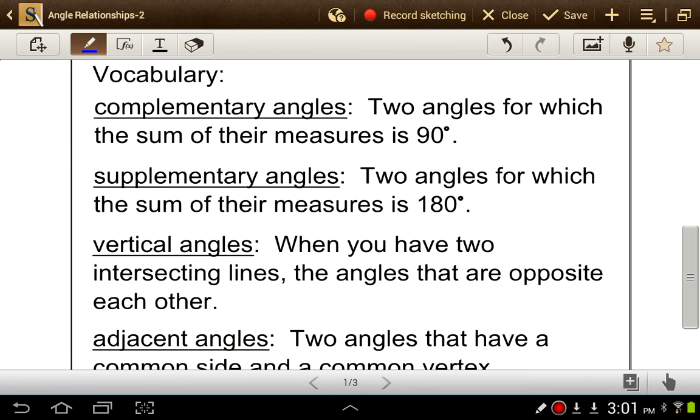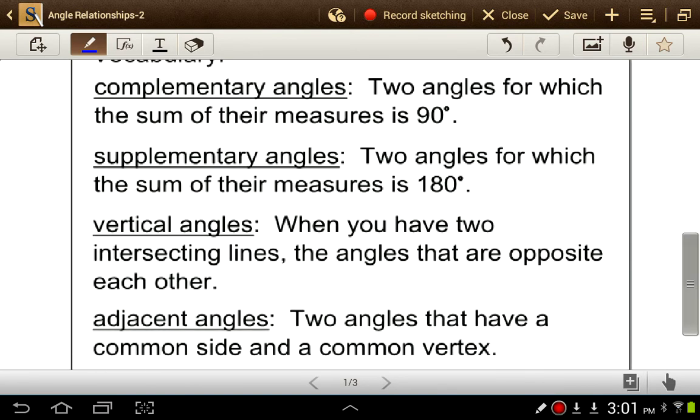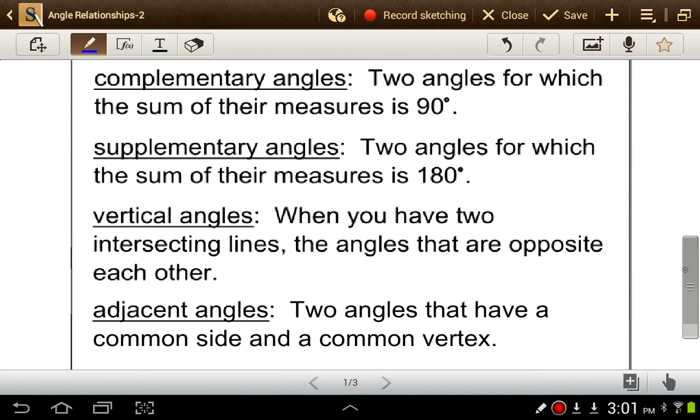Okay, vocabulary. We have 4 vocabulary words. Some of you might have already written this down in class, but if you didn't, make sure you write them down. We have complementary angles, 2 angles for which the sum of their measures is 90 degrees. So any 2 angles that add up to 90 degrees are called complementary angles.